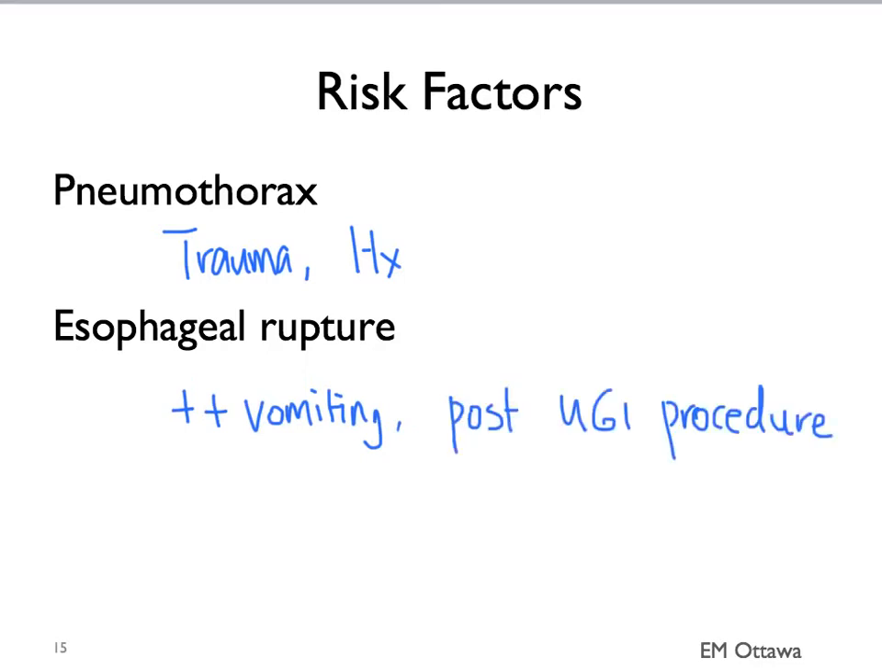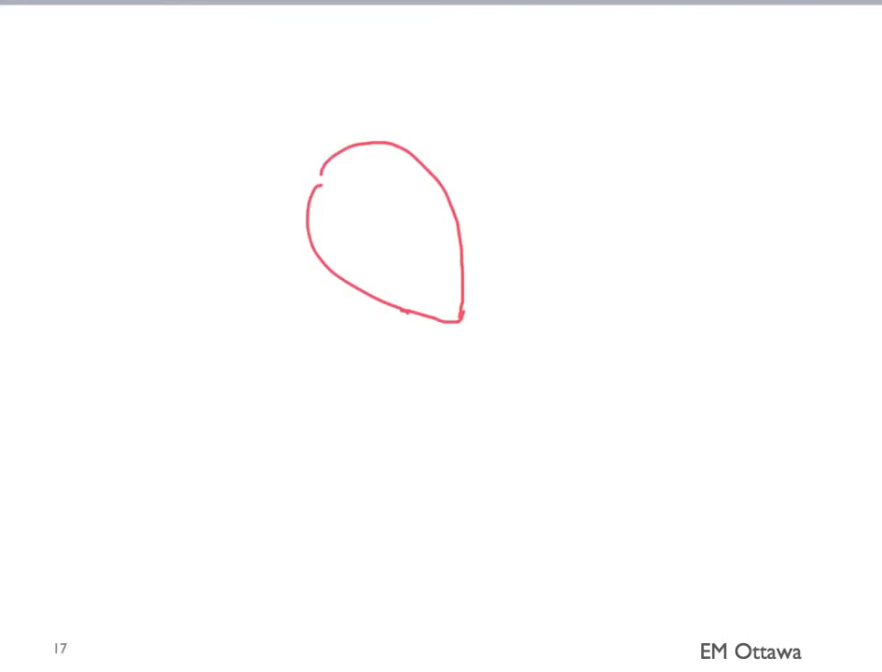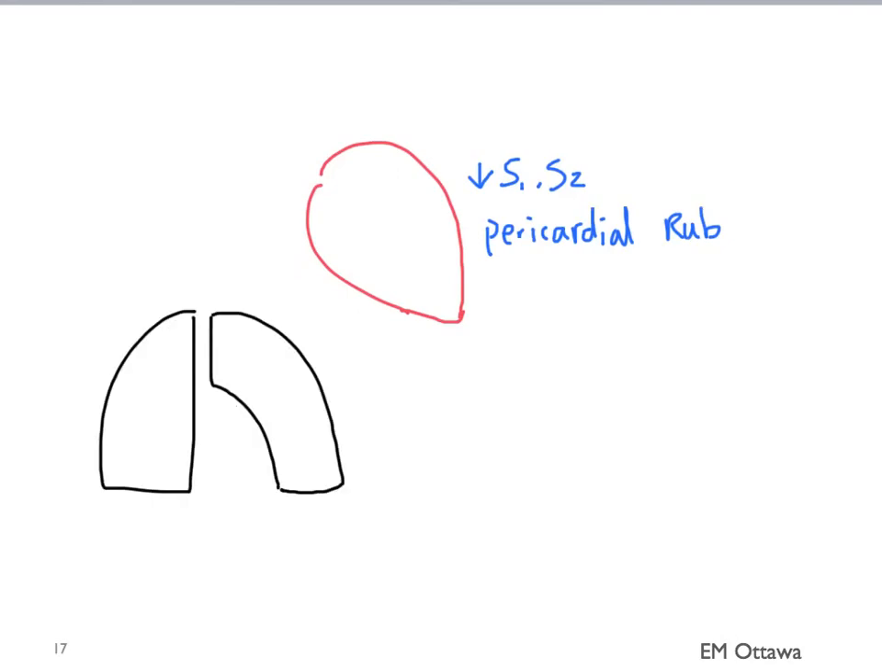What are we looking for on the physical examination? For the cardiac exam, you want to listen for S1, S2. Decreased heart sounds can happen in patients with pericardial effusion. You might hear a pericardial rub in patients with pericarditis. For the lungs, we may hear decreased breath sounds in patients with pneumothorax.